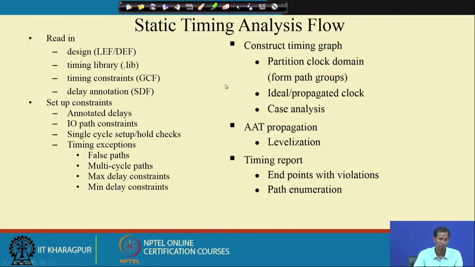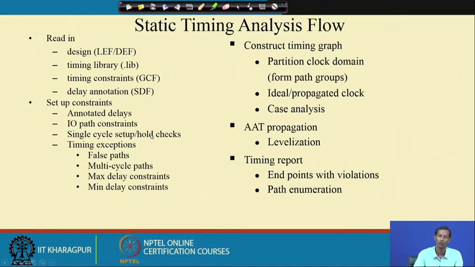Along with that, whenever we are doing timing analysis, you have to follow the annotated delays, then IO path constraints, then single cycle setup or hold time checks, then timing exceptions for false path, multi-cycle path, maximum delay constraints and minimum delay constraints. In the false path consideration, we have seen that we have to tell the tool from the beginning that this is a false path. So whenever we are setting up the constraint file, at that time we have to set the timing exception that this is the false path. You set the timing exception for this path, or you check whether there is any setup time violation or hold time violation.